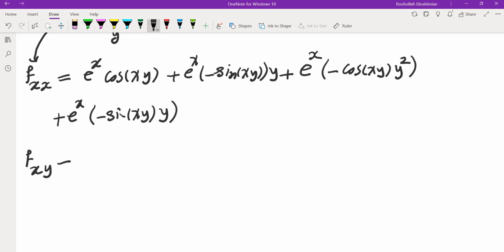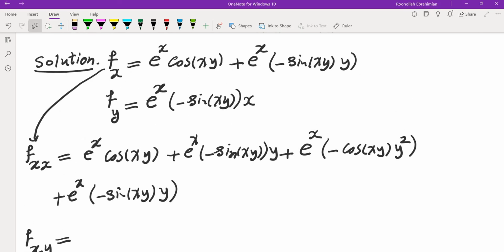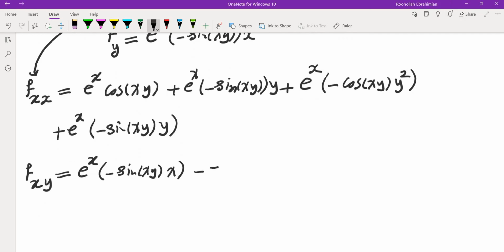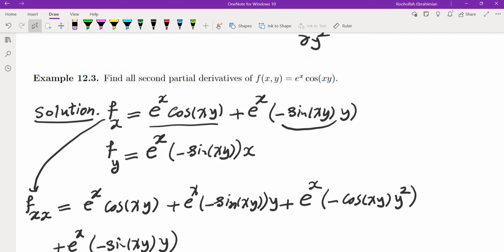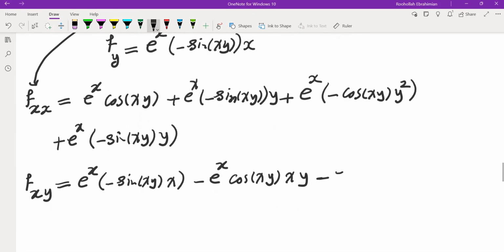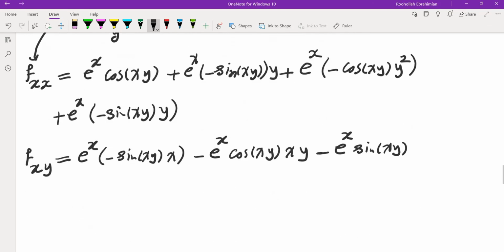Now we'll have to take the first partial of that with respect to y. There's only one y in the first term, so this would be e to the power of x times minus sine of xy times x. The second one we'll have to use the product rule. So minus e to the power of x cosine of xy times x. So that's the derivative of this one with respect to y. That would be cosine of xy times x, and then minus e to the power of x sine of xy, and then the derivative of y is just 1.